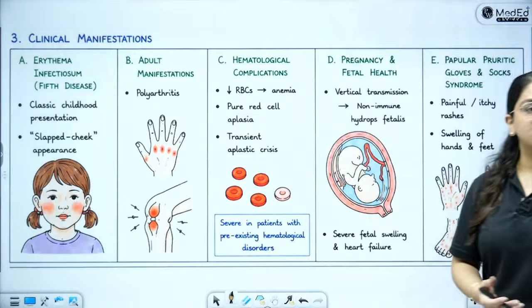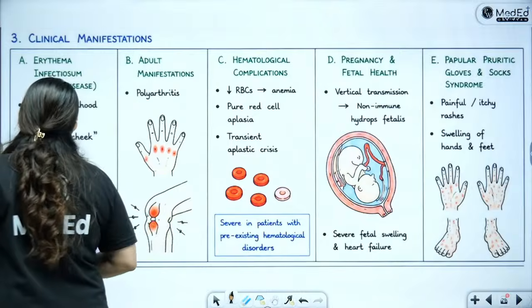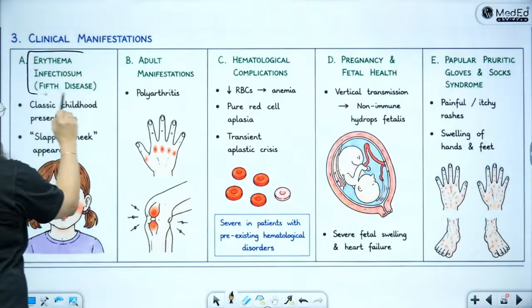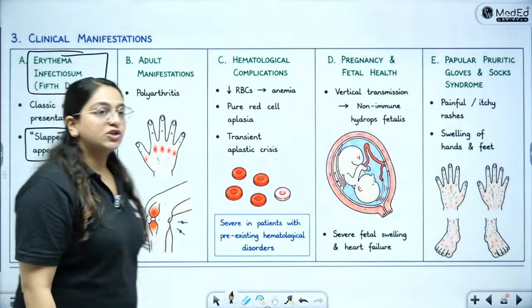So it affected the erythroid progenitor cells. It will lead to aplastic crisis. It will lead to hydrops fetalis. Erythema infectiosum, or the fifth disease which shows the slapped cheek appearance, is the classical feature of parvovirus.